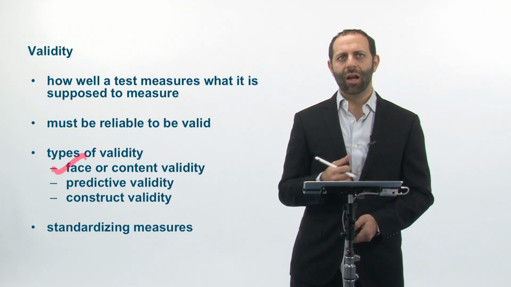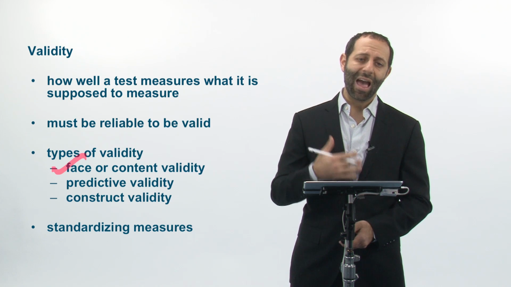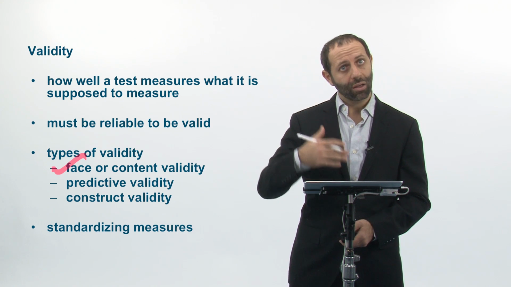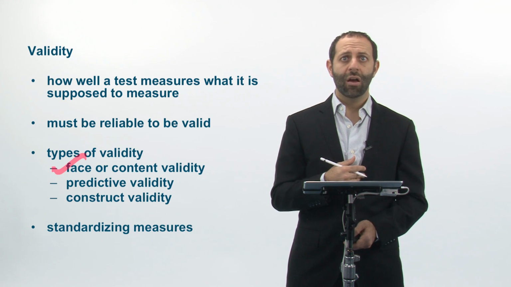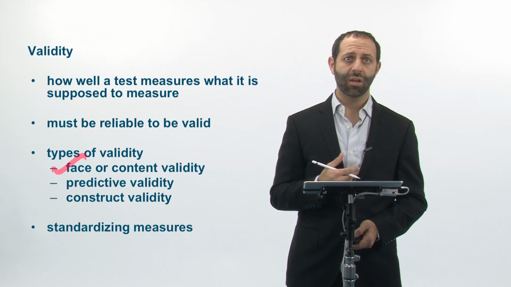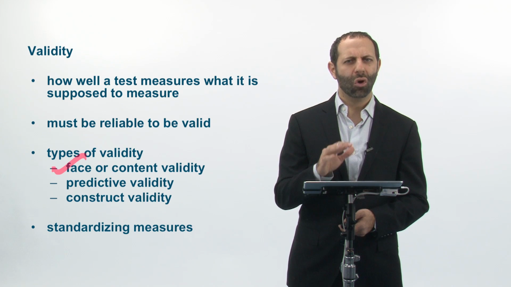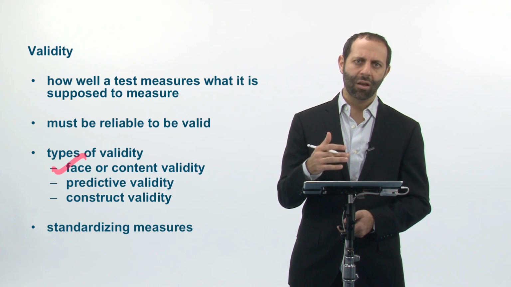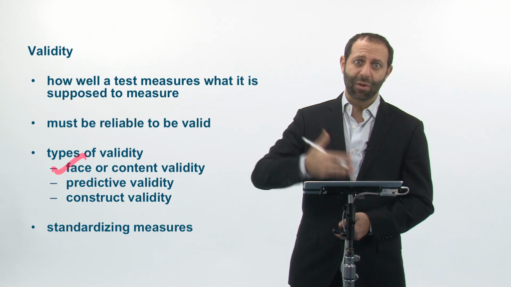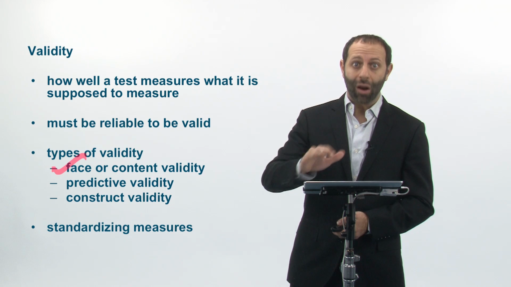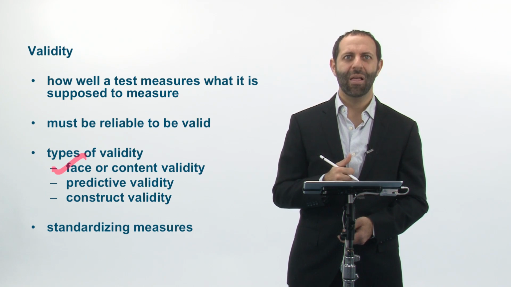So face validity or content validity refers simply to whether a test looks as though it is measuring what it is supposed to measure. This is fine for, say, a driver's test, right? Because if I'm going to test a person's ability to drive, I want to make sure that it's really testing my ability to drive, right? So at face value, if it says it's going to test my driving abilities, I really want it to measure my driving abilities so that there aren't accidents all over the streets.